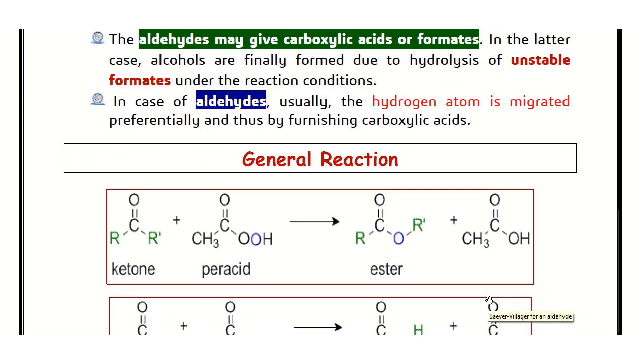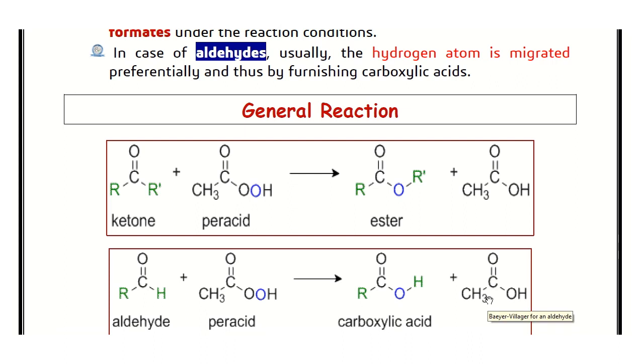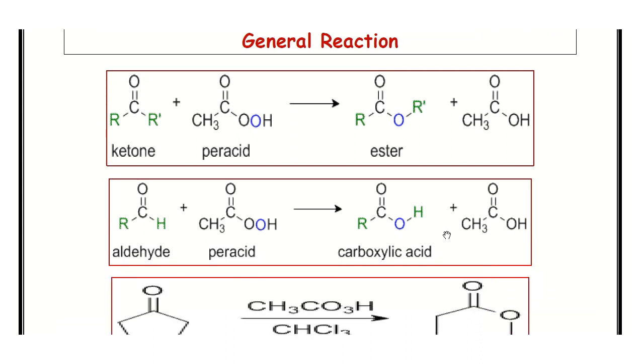Now let's check the general reaction mechanism and the details of the different reaction steps occurring in the Baeyer-Villiger oxidation. We observe that the ketone reacts with a peracid and is converted into an ester. This is the general formula for the ester, and this is acetic acid, because here we have used peracetic acid as our peracid.